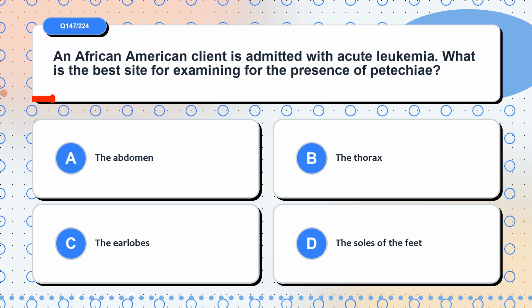Question 147. An African American client is admitted with acute leukemia. What is the best site for examining for the presence of petechiae? Here are the options. Option A, the abdomen. Option B, the thorax. Option C, the earlobes. Option D, the soles of the feet.